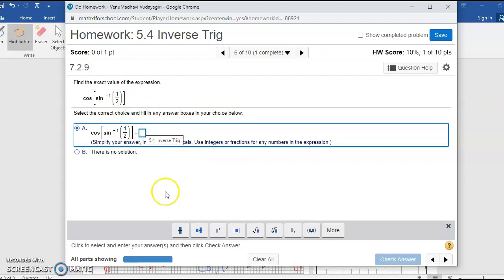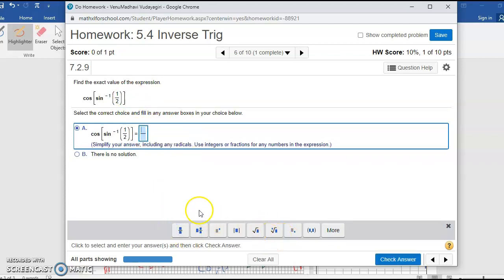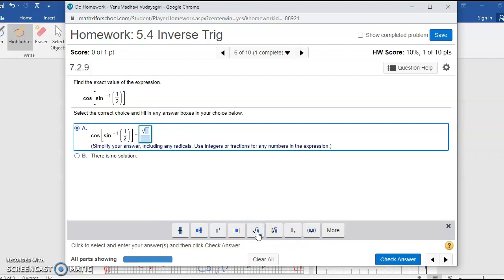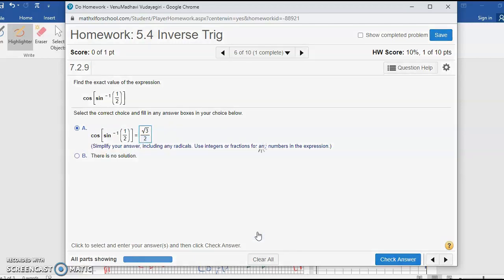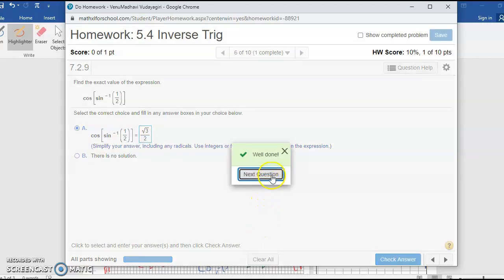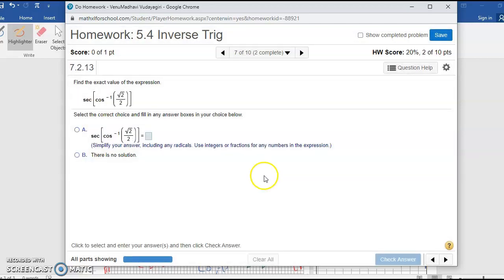It's going to be root 3 over 2, square root of 3 over 2. Okay, that's it. So this is simple enough. You go to this one.